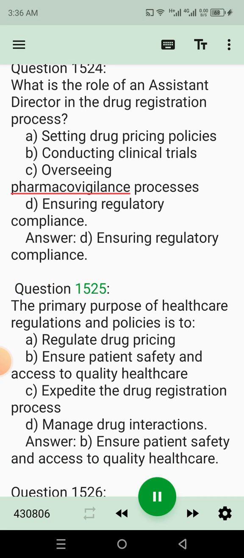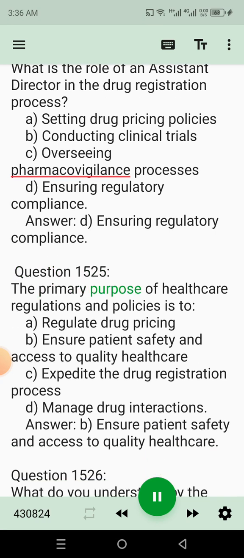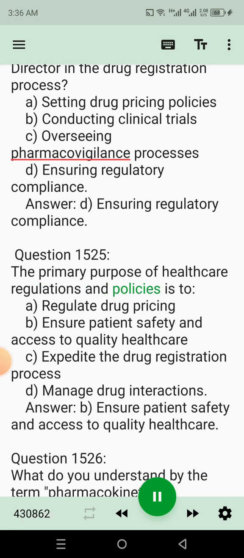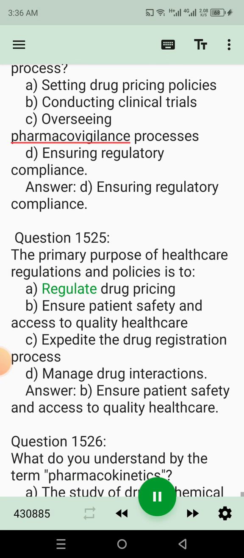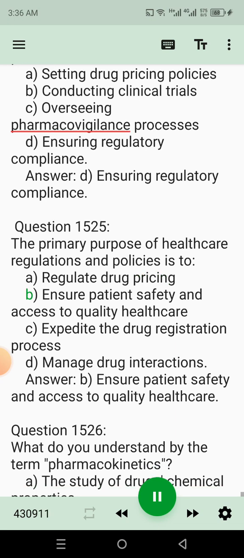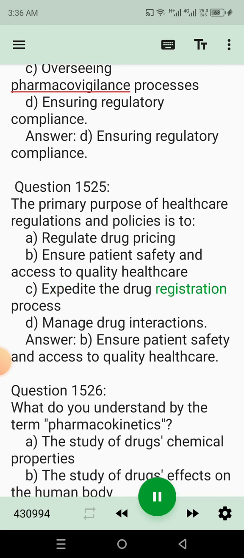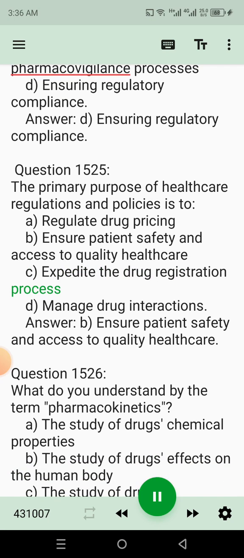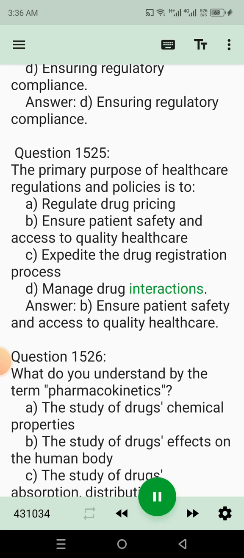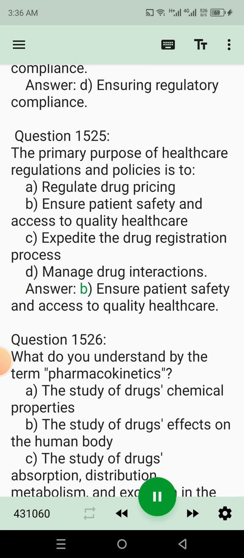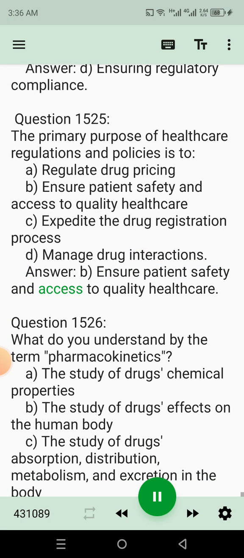Question 1525. The primary purpose of healthcare regulations and policies is to A. Regulate drug pricing. B. Ensure patient safety and access to quality healthcare. C. Expedite the drug registration process. D. Manage drug interactions. Answer. B. Ensure patient safety and access to quality healthcare.